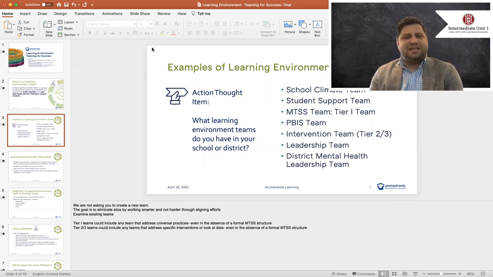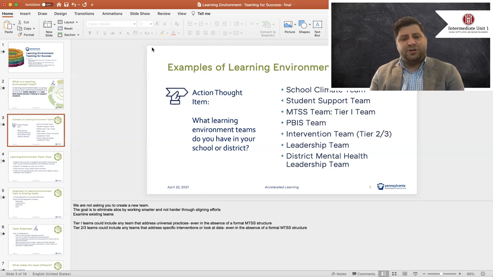So when we talk about MTSS as a tier 1, we do understand that not every district may title their tier 1 team MTSS, and that is totally fine. You may have an absence of a formal label of MTSS. There may be an absence of a formal MTSS structure. But what's important when we look at the existing teams as we go through team mapping and team alignment or realignment is that a tier 1 team is any team that addresses a universal practice. So practices for all your students, even if it's not labeled MTSS.